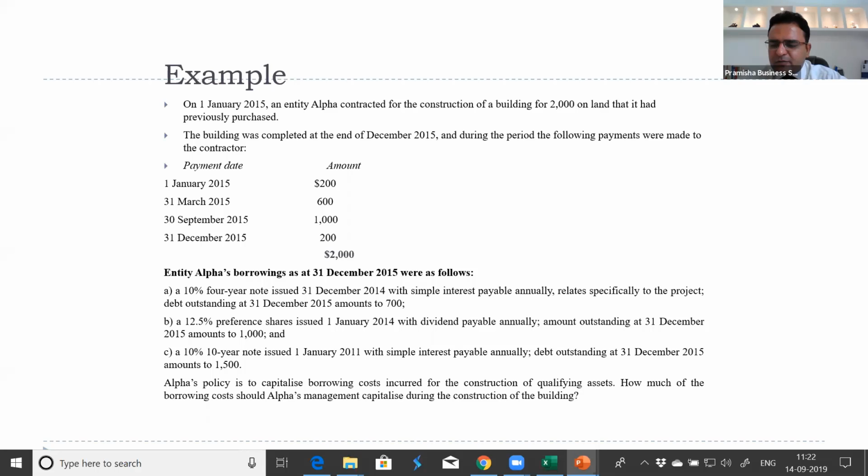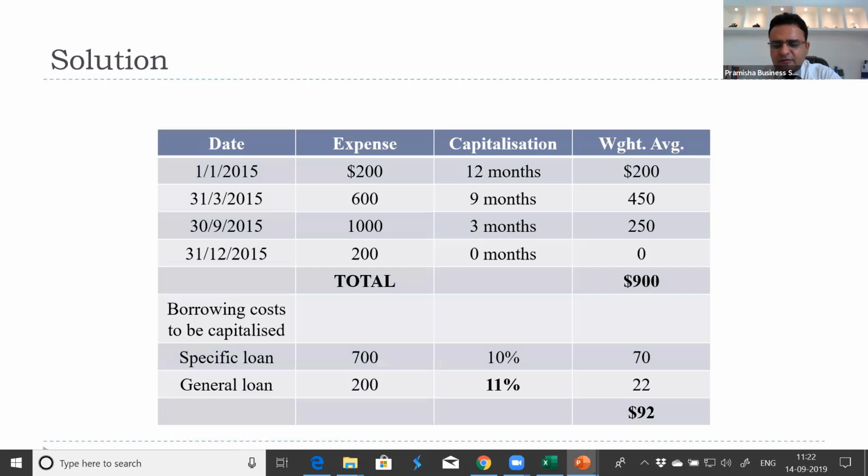Yes, we'll have to follow the hierarchy that first we'll use specific funds. If you consume the specific funds, then we can use general funds. If you had only 700 borrowed in your pocket and you have used all the money, from where did you get your 200 extra which you have used? You got this 200 extra from your general borrowings. Right. So we'll apply the general rate now.